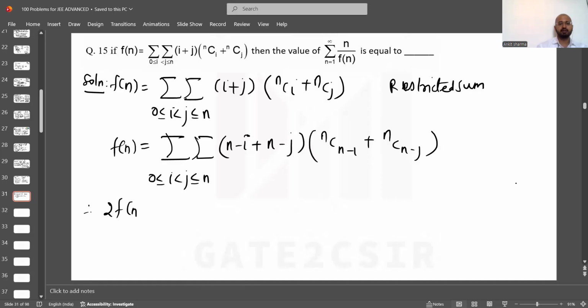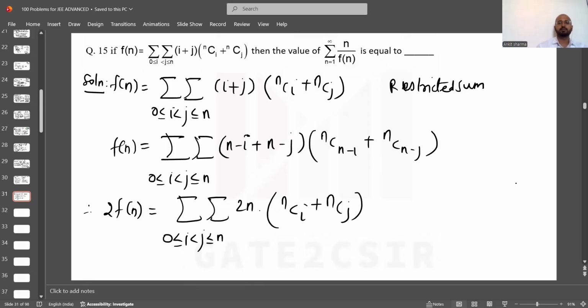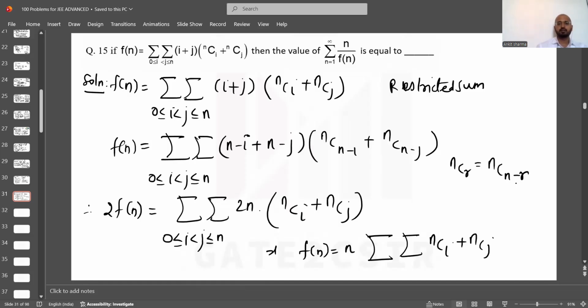So I get 2 f(n) equal to the sigma, and then the i gets cancelled. I get here simply 2n(nCi + nCj), because these both are the same, since nCr is the same as nC(n - r). We have used this. Now I keep this 2n outside, so I simply get f(n) = n times the double sigma of (nCi + nCj), starting from 0 to n. Now I'll just consider this much and find out the sum, and let this equation be star.